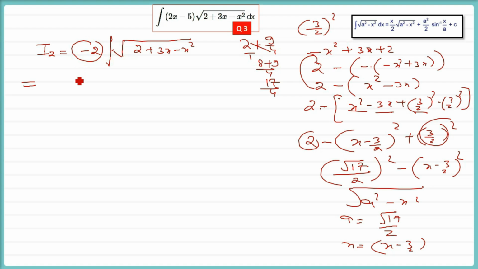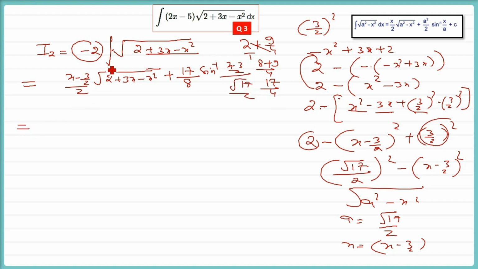Negative 2 we will just deal with later. Now applying the formula, x is x minus 3 by 2, so x minus 3 by 2 by 2. Under root a square minus x square, which remains as 2 plus 3x minus x square only. Write it as 2 plus 3x minus x square. Then we have plus a square by 2. A is under root 17 by 2. A square will be 17 by 4 only. Divided by 2 will be 17 by 4 into 1 by 2, which is 17 by 8. And then after this, we have sine inverse x by a. So sine inverse, what is x? X minus 3 by 2 is x. What is a? Under root 17 by 2.